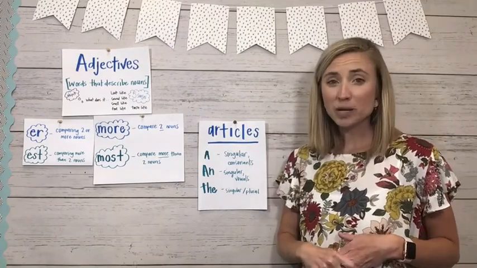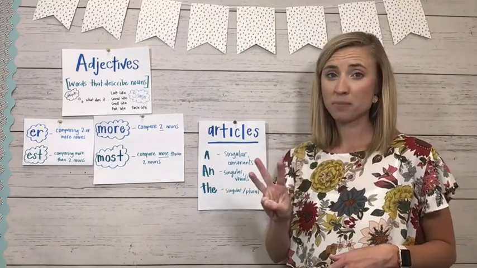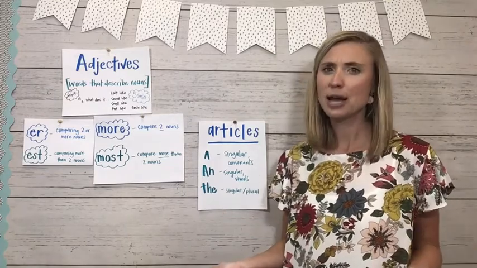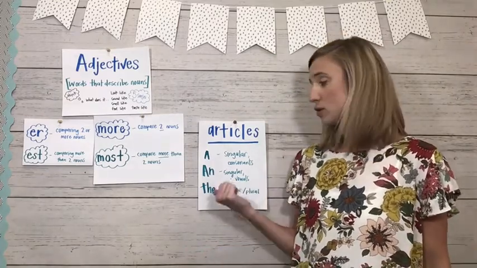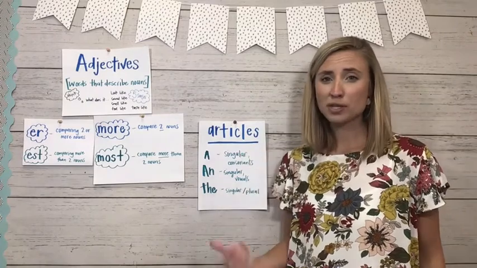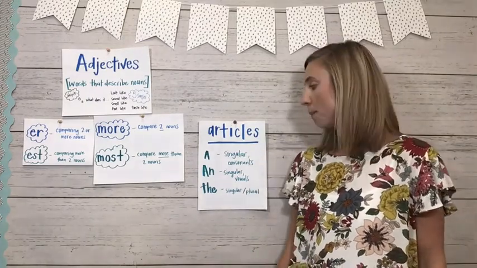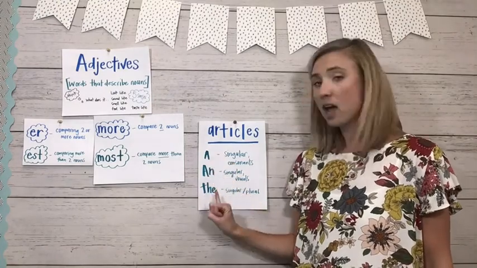Articles are little words. There are only 3 of them. So there's not really a lot of guesswork if you have a sentence and you're trying to decide what word is the article, because there's only 3 of them, and these 3 words are always an article. They're never going to act as anything different in a sentence. So we have a, an, and the.